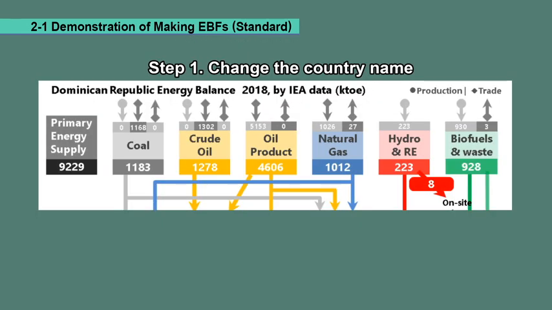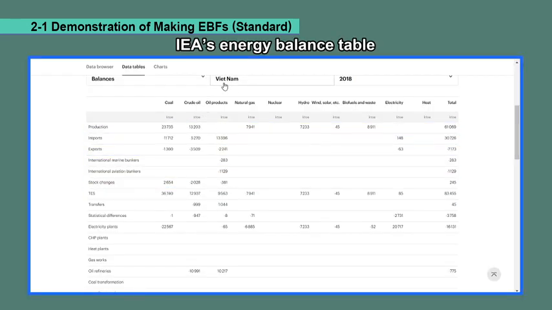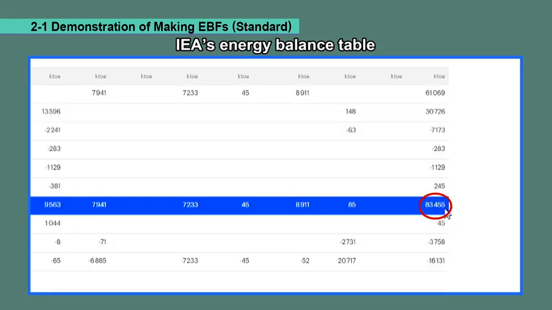First, change the country name from the Dominican Republic to Vietnam. Also, change each of the values for the supply part at the top to those of Vietnam. Start with the total value for primary energy supply, PES. In the IEA's table for Vietnam, go to total energy supply at the far right, 83,455.